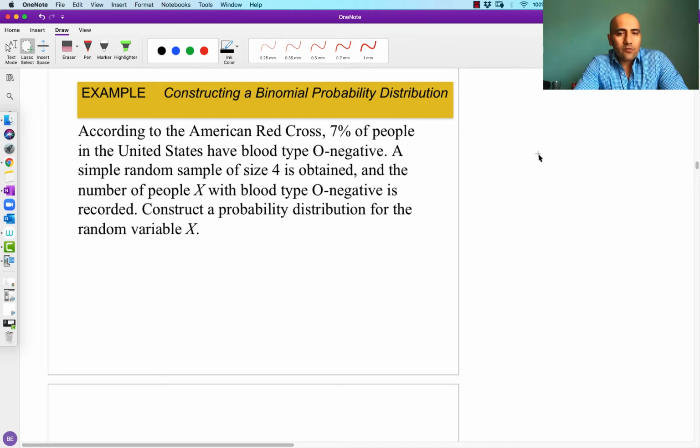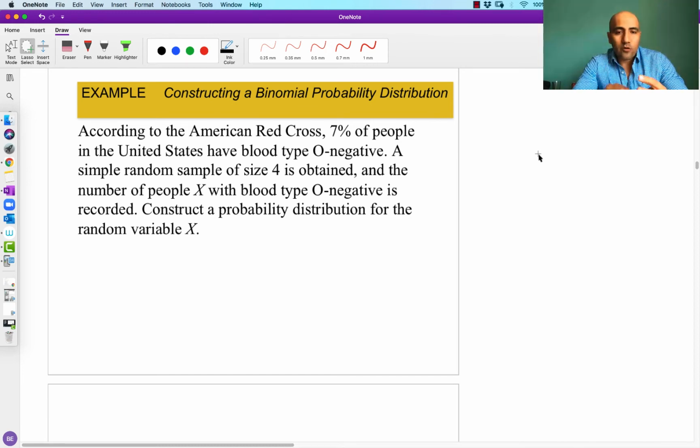According to the American Red Cross, 7% of people in the United States have blood type O negative. A simple random sample of size 4 is obtained, and the number of people X with blood type O negative is recorded. Right? So keeping track of how many of those 4 have O negative. Construct a probability distribution for the random variable x. Okay, so does it satisfy a binomial situation?